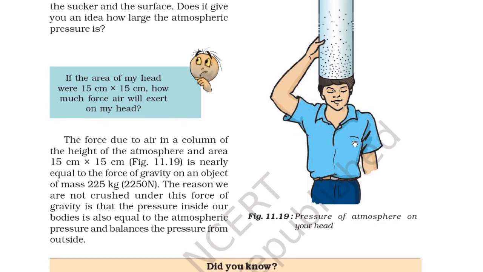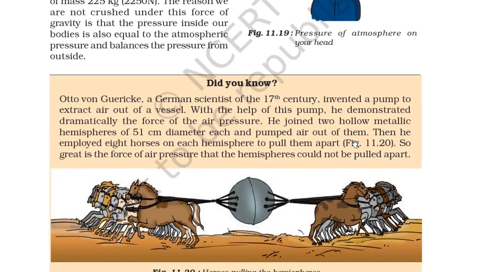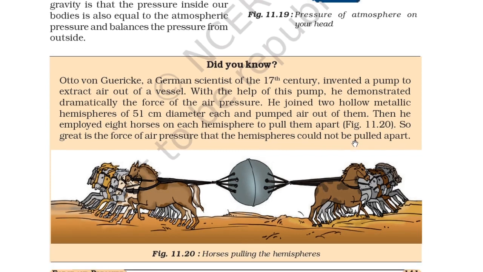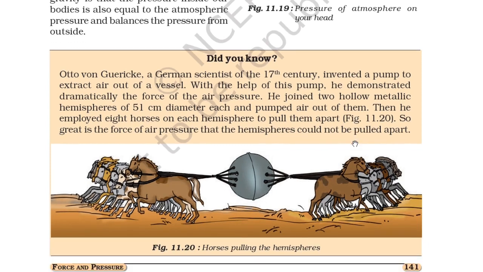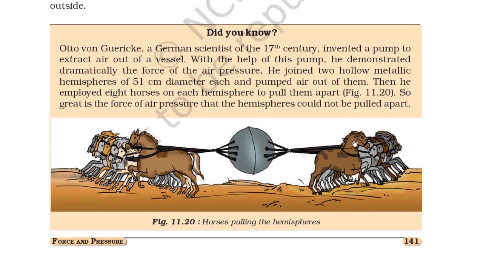Do you know, Otto von Guericke, a German scientist of the 17th century, invented a pump to extract air out of a vessel. With the help of this pump, he demonstrated dramatically the force of the air pressure. He joined two hollow metallic hemispheres of 51 centimeter diameter each and pumped air out of them. Then he employed 8 horses on each hemisphere to pull them apart, as in figure 11.20. So great is the force of the air pressure that the hemispheres could not be pulled apart. You can see the horses pulling the hemispheres.